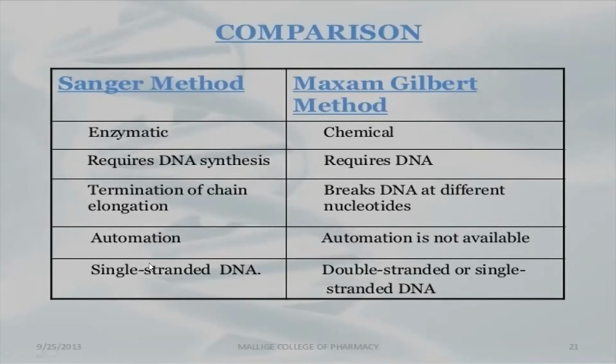Sanger is an automated reaction. Automation is not available over here. You can automatically do the Sanger reaction by adding DNA polymerase. After adding DNA polymerase and dNTPs and whatever is required for replication, to make another template of DNA, the reaction will take place automatically. You need single stranded DNA in Sanger, while here you need double stranded or single stranded DNA. So this is the main comparison between two important methods of first generation sequencing, Sanger sequencing and the Maxam-Gilbert method. Okay.